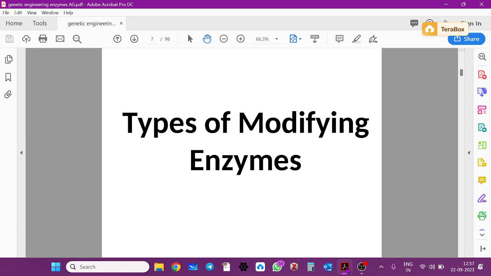So as the definition of genetic engineering goes, you use certain cut, paste, construction and destruction techniques, and what do you do? You create a recombinant DNA, or rather a genetically engineered product.